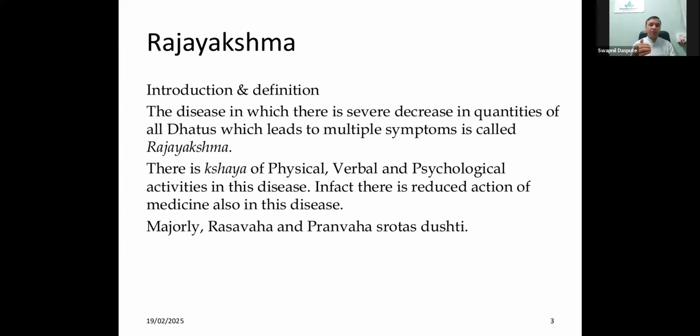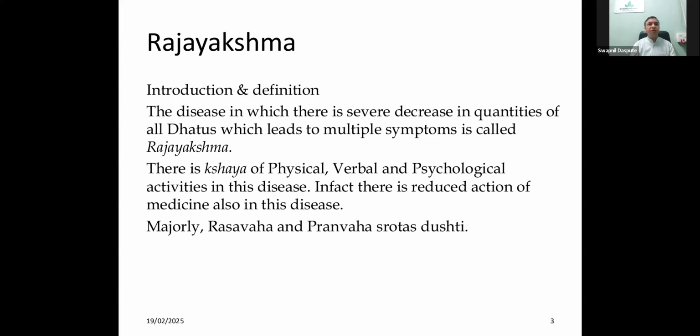So we have studied diseases in the past and we have seen that there is kshaya of a particular dhatu or multiple dhatus. But in this disease, we see kshaya in all the dhatus. Okay, so that is Rajakshma.